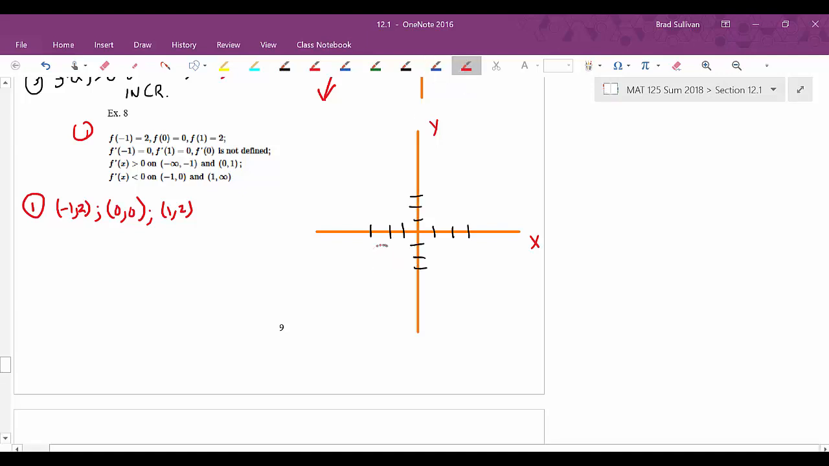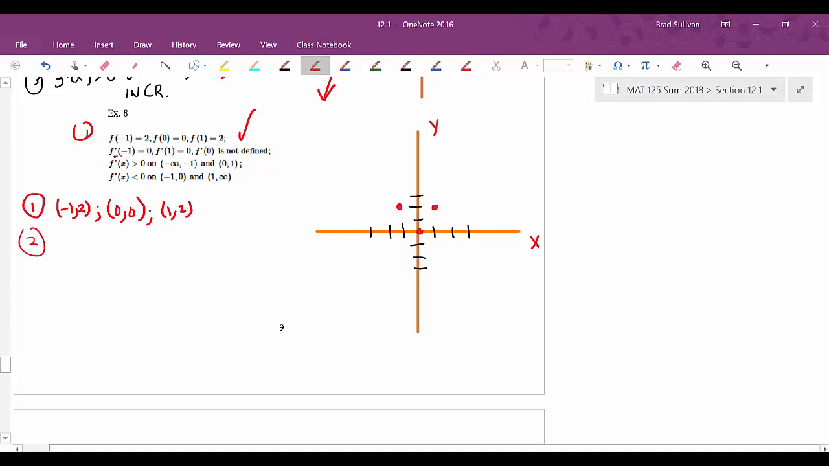So we have a point (-1, 2), so we're up here. We have a point (0, 0), and we have a point (1, 2). Whoops, I think I put that first point wrong. You have a point (-1, 2), (0, 0), and (1, 2). So you have a graph that looks like that. Okay, now we go to clue number 2.